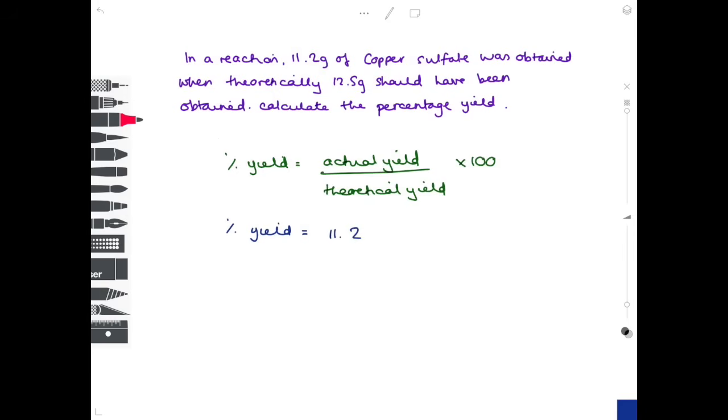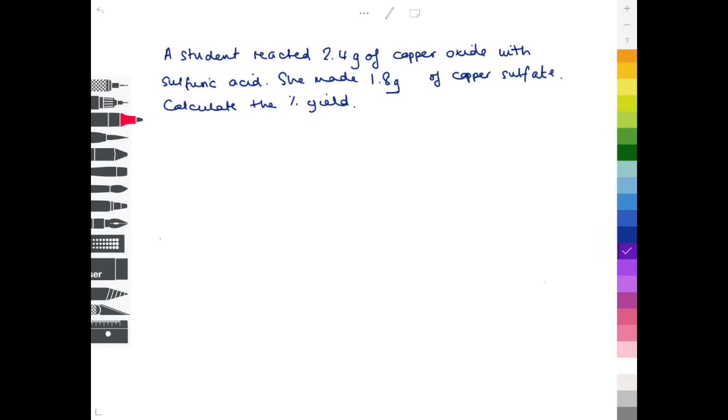So the actual yield here was 11.2. The theoretical one was 12.5. Multiply it by 100, and you get a value which is 89.6%. Now they can be more difficult than this, so I'm going to show you that example now. So let me talk you through a slightly more complicated version.